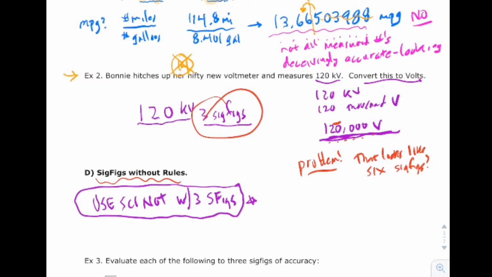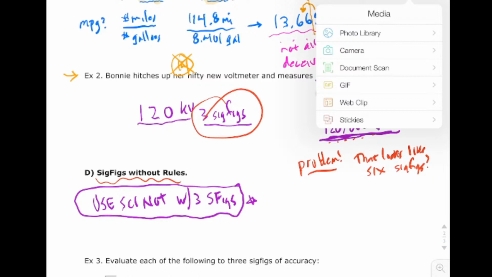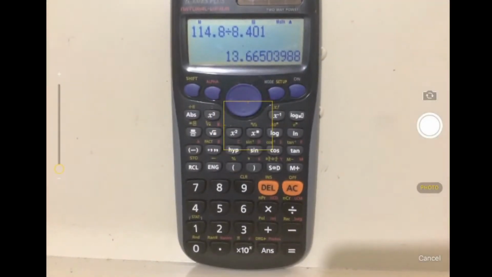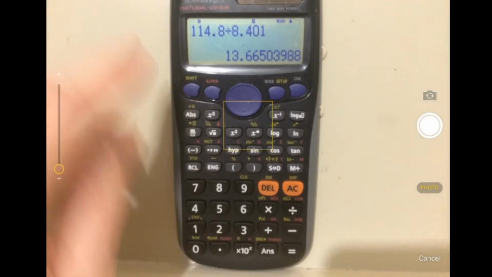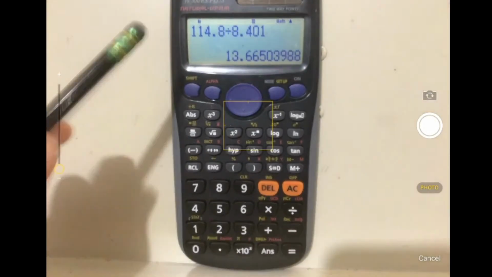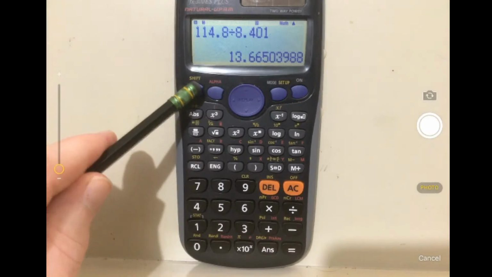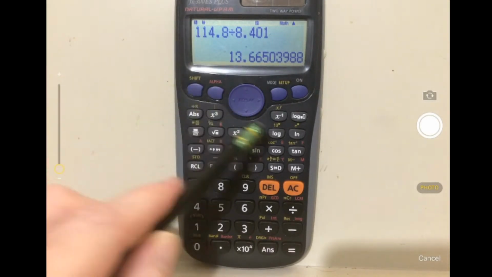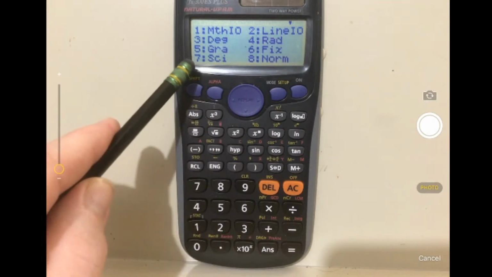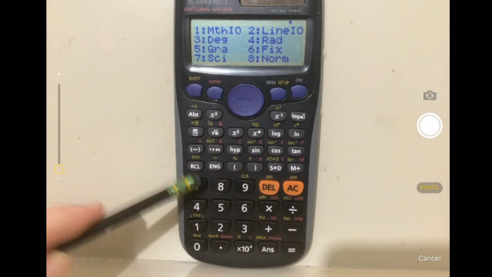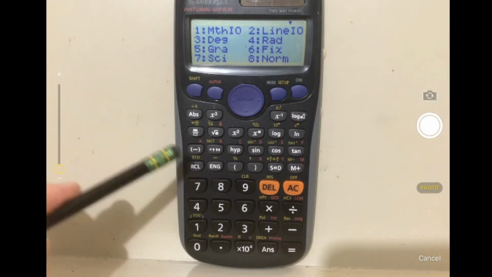Anyway, so how do we do this? Well, we want to set the calculators to stun, which means I have to look at the calculator now. Let's call up the calculator. If you want scientific notation, you might remember this from the last lecture. You go to Shift, Setup. Scientific notation is option 7 here. So you press the 7.